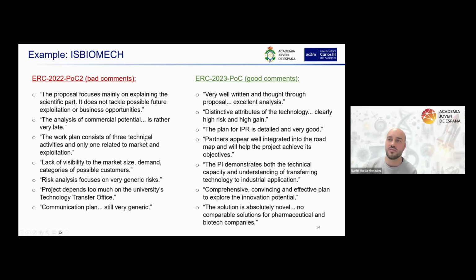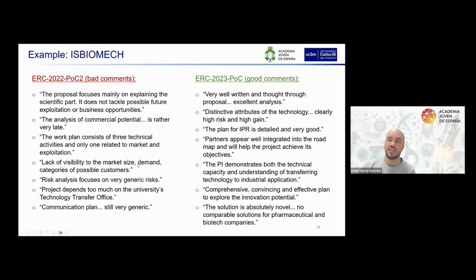The work plan consists of 3 technical activities and only 1 related to market and exploitation. Okay, so then what I did for the following one was try to put some tasks inside the different work packages linked to that.